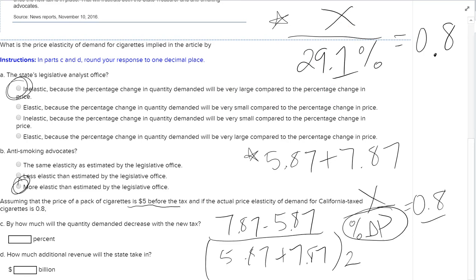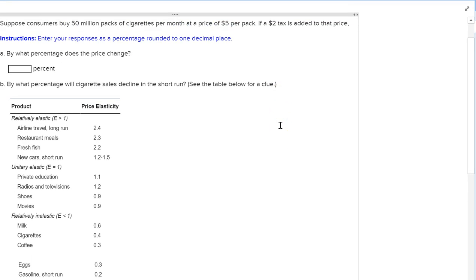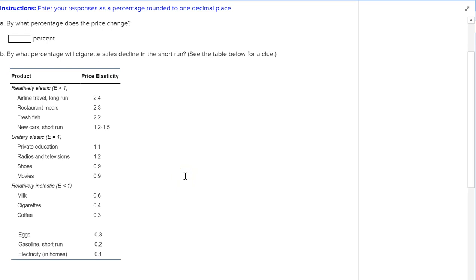All right, so that's one that was a little bit tough. And let's see, the next one I set up here. This one says, suppose consumers buy 50 million packs of cigarettes per month at a price of $5 per pack. If a $2 tax is added to that price, then you'll do the calculation of the price change. And you'll do the exact same thing. And you've got the price elasticity here. You're going to work backwards and set it up. And so here's cigarettes. You've got the price elasticity at 0.4, which tells you that it's an inelastic response.